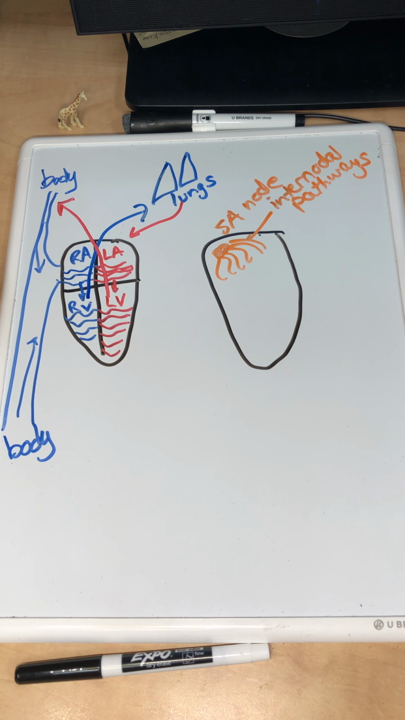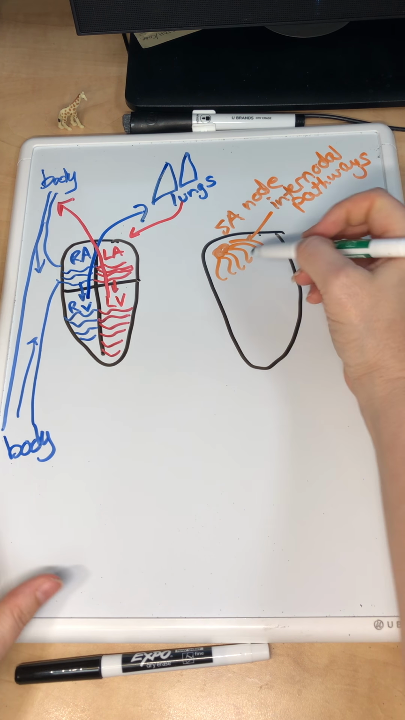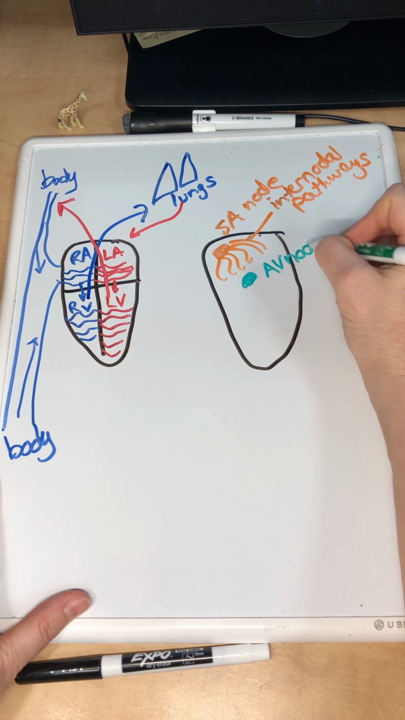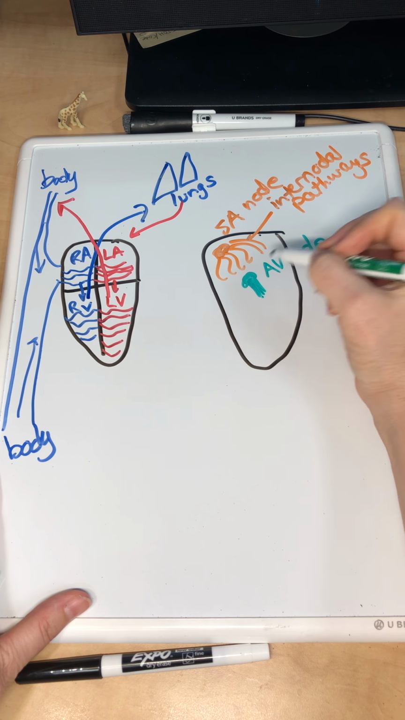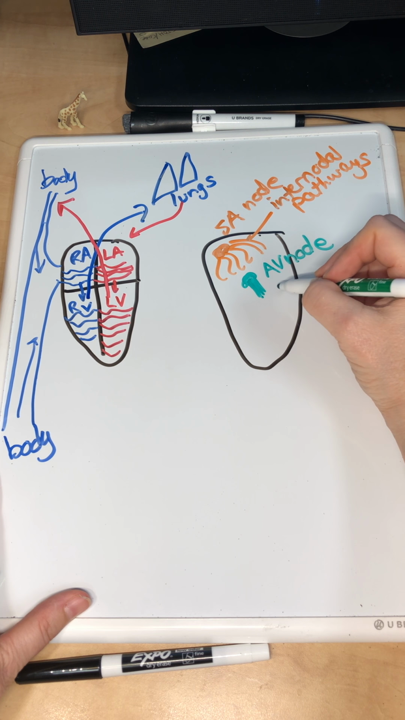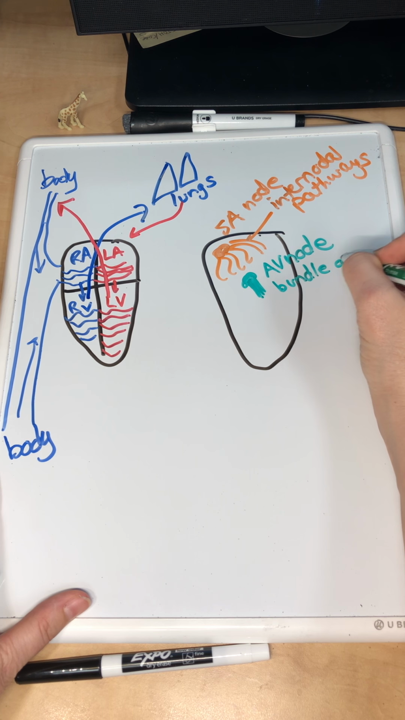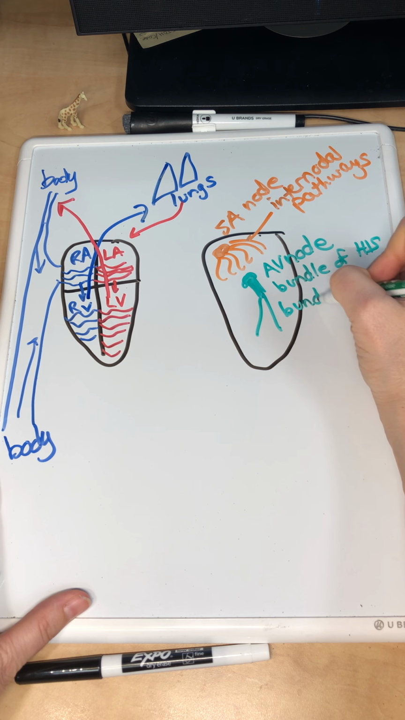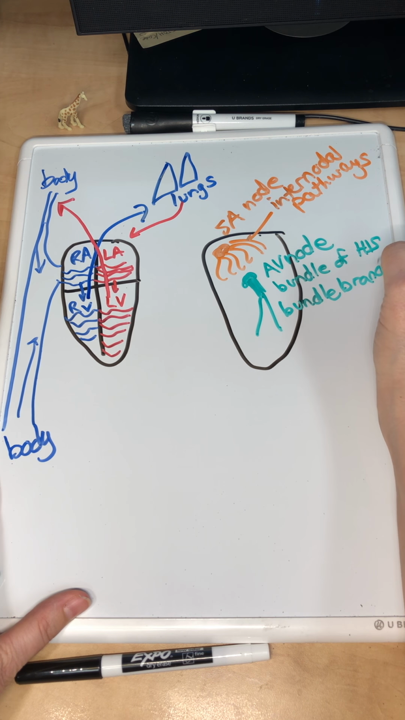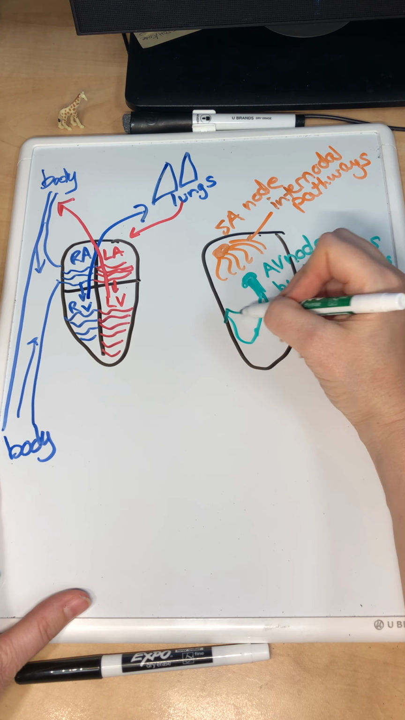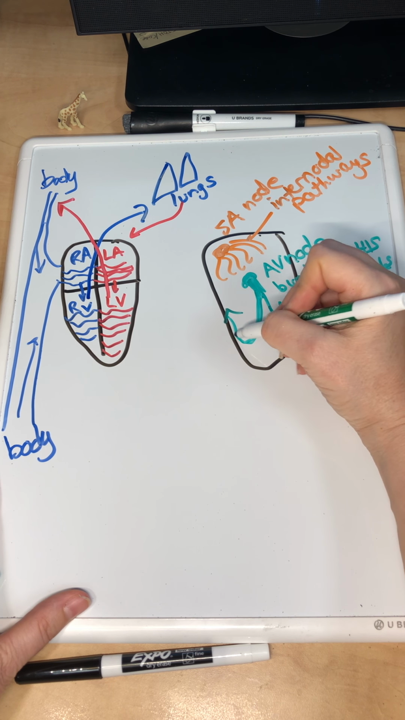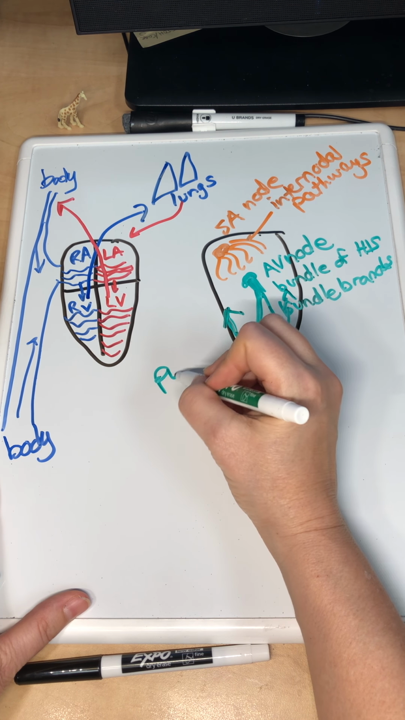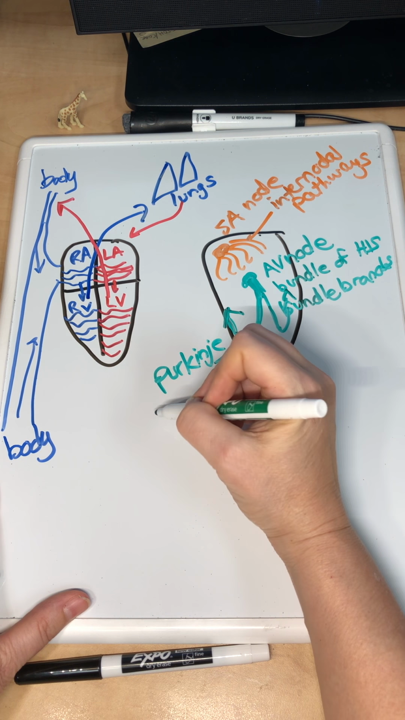And then the AV node kicks in, okay? And the electricity travels down through the bundle of His, down through the bundle branches, and then up through the Purkinje fibers. So it just goes in this direction here, up this way, Purkinje fibers.